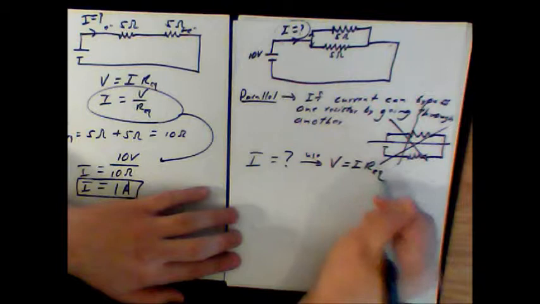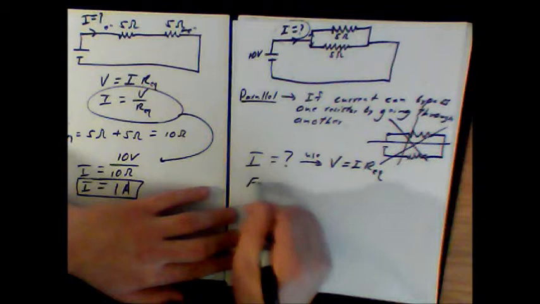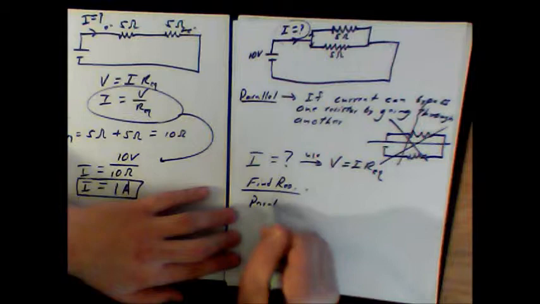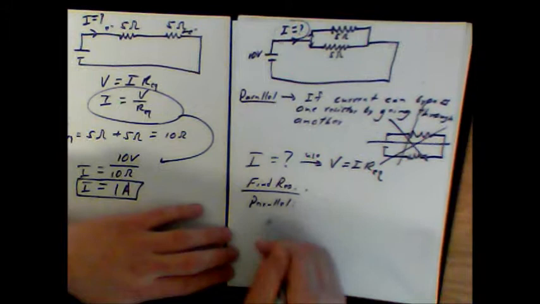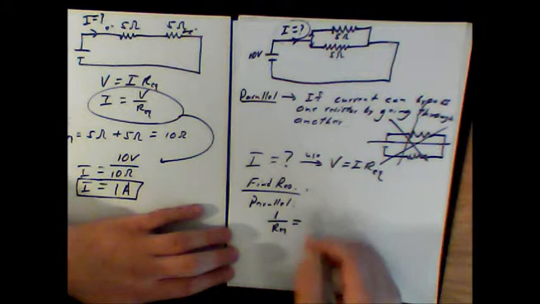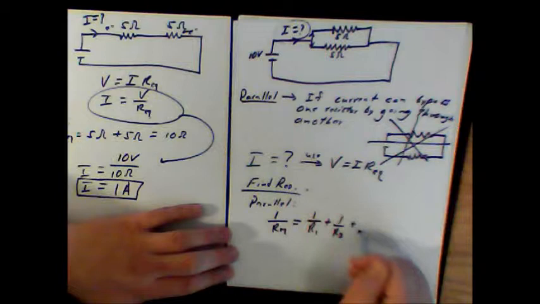Okay? And we're going to find the equivalent resistance now. So, find the equivalent resistance. The rule for parallel circuits. Remember, the rule for series circuits was you just add one to the other. Well, that's not the case in parallel circuits. For parallel circuits, 1 over the equivalent resistance, this is where it gets confusing, 1 over the equivalent resistance is equal to 1 over the first resistor plus 1 over the second resistor plus however many resistors you have.